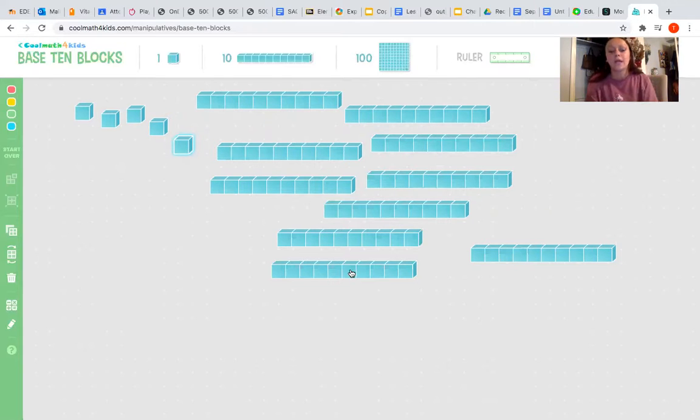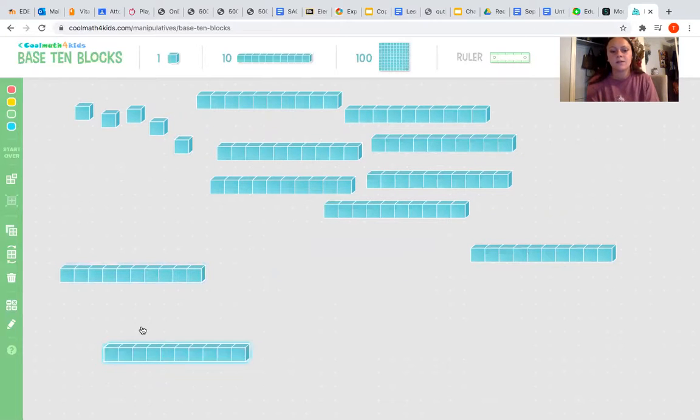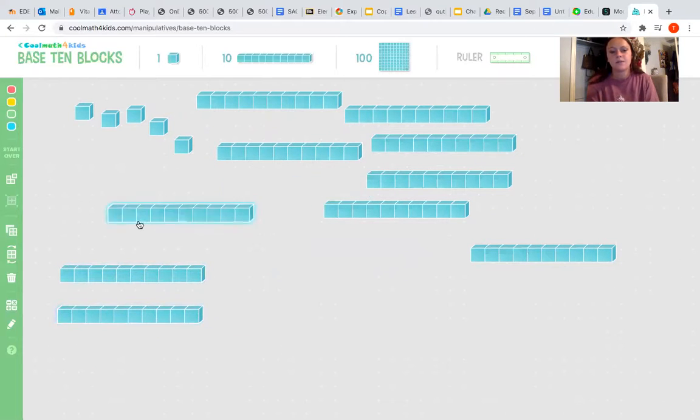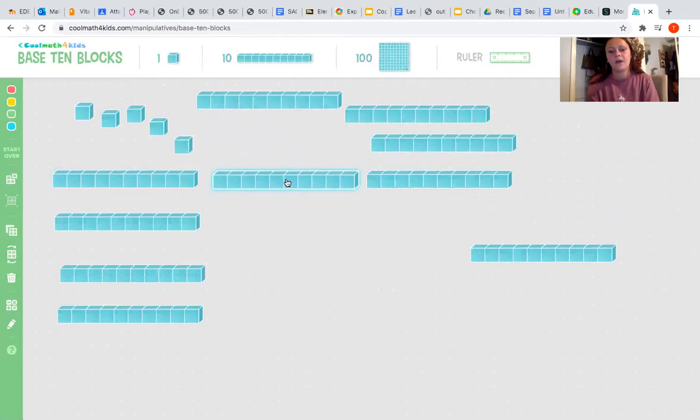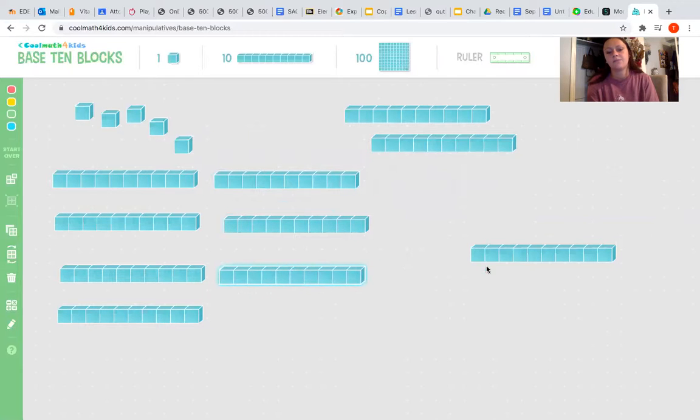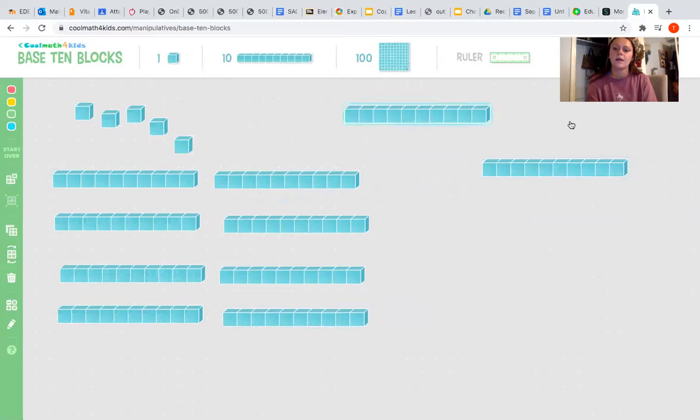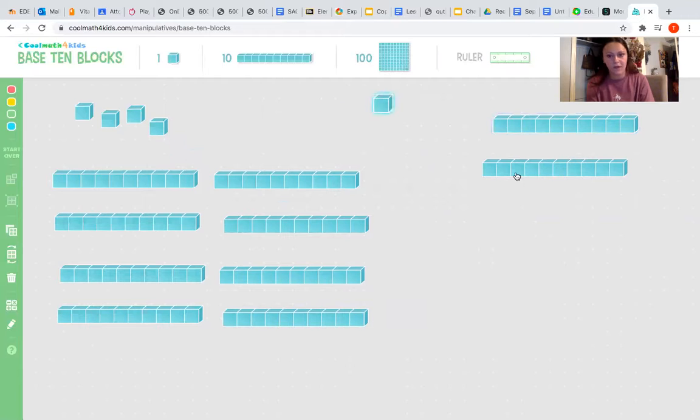So we're going to bring down our 10 longs, but since we only have 8 groups, I'm just going to put them into 8 different spots. So we have 1, 2, 3, 4, 5, 6, 7, 8, and 2 longs over here. So now I'm going to regroup our 10 longs, and we're not going to get rid of our 5 units because we still need these because we have 105.